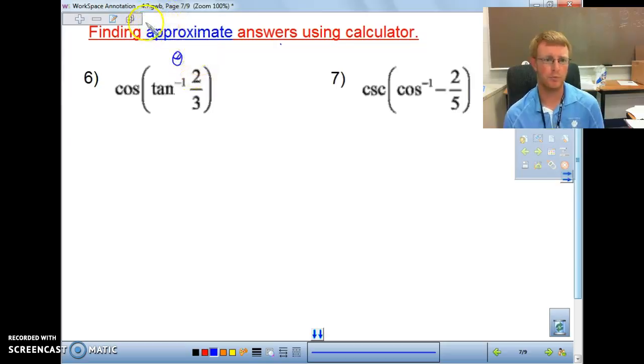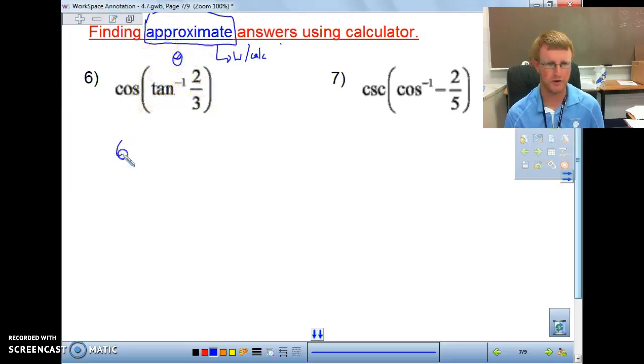The key is to figure out what theta is first. Now we're going to approximate here. Anytime you see the word approximate, that means with a calculator. It says using a calculator here, so going through this, we will put this right into the calculator. The inverse tangent of 2/3. You will do that first.